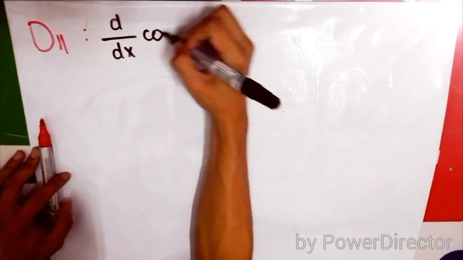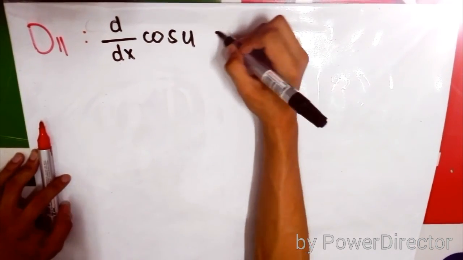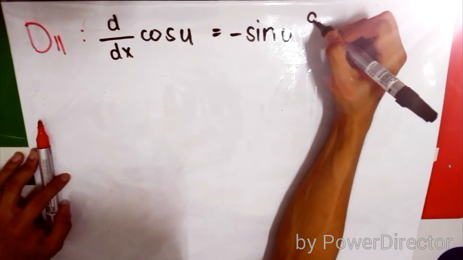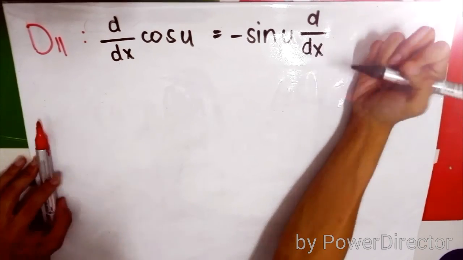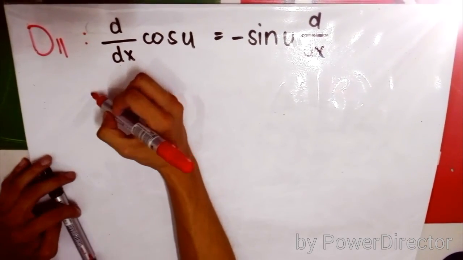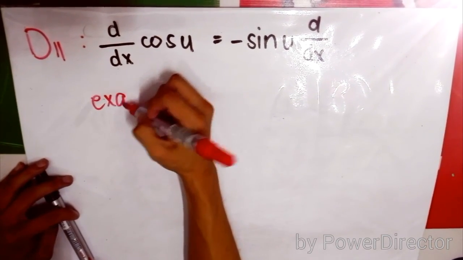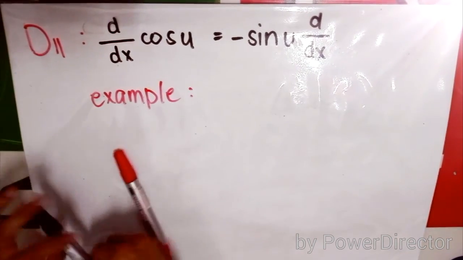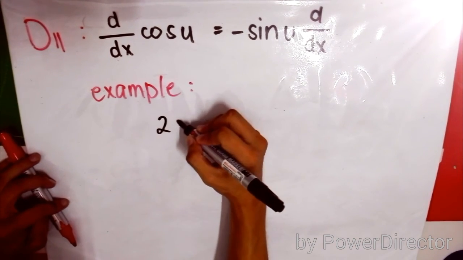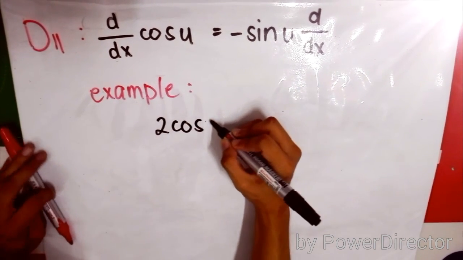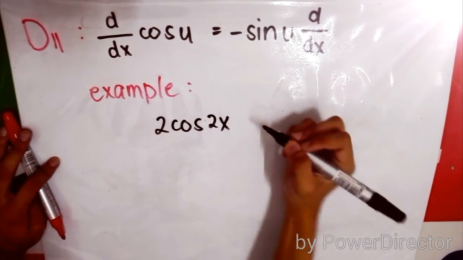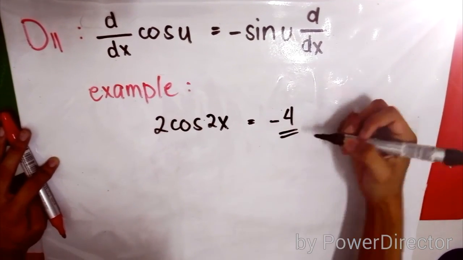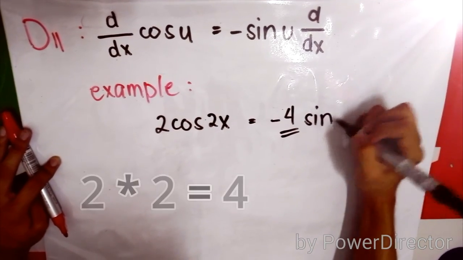D11. The derivative of cosine u is equal to negative sine u du over dx. For example, 2 cosine 2x is equal to 2 times 2, negative 4 sine 2x.